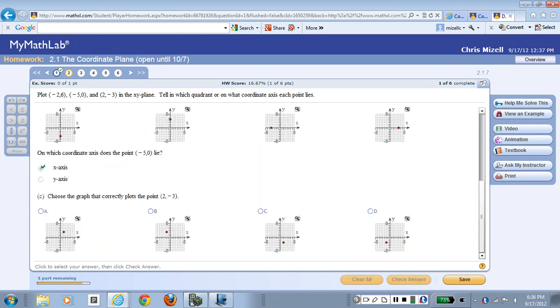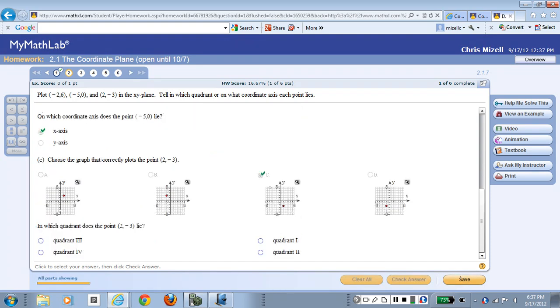And 2, negative 3. X is positive, y is negative. So right there. And which quadrant will we find 2, negative 3? That's quadrant 4. I don't know why it feels compelled to scramble quadrant 3, quadrant 1, quadrant 4, quadrant 2. Make them hard to find, I guess.